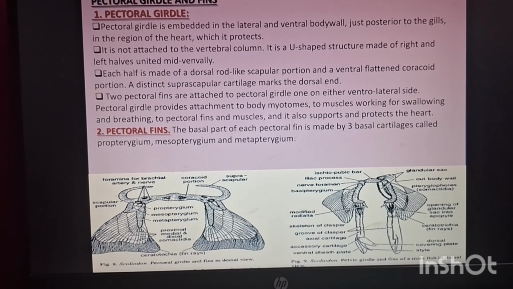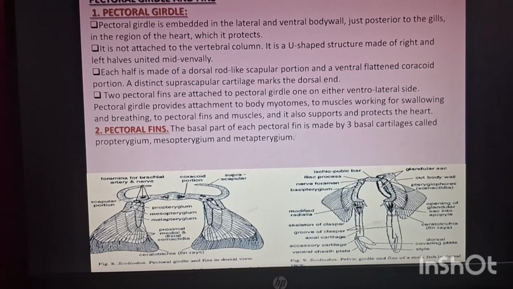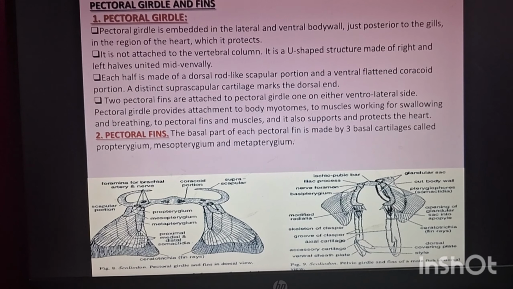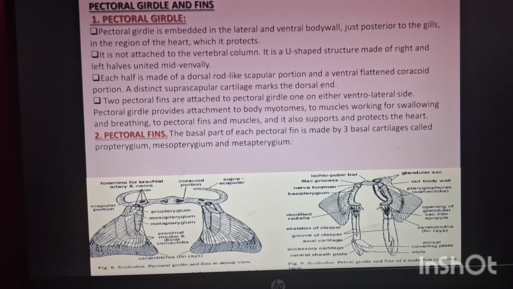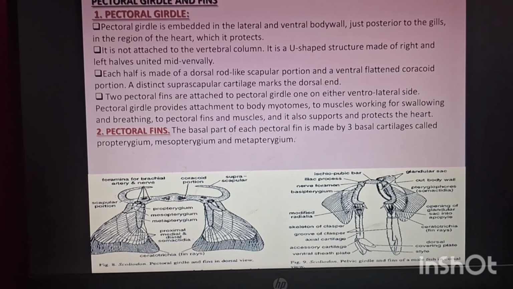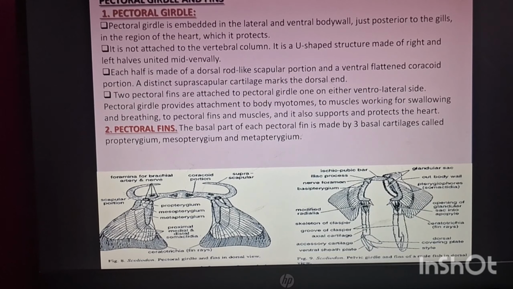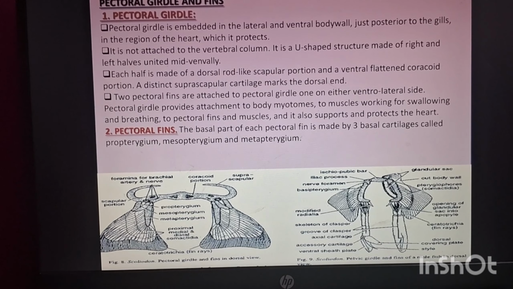A distinct suprascapular cartilage marks the dorsal end, and two pectoral fins are attached to the pectoral girdle, one on either ventrolateral side. The pectoral girdle provides attachment to the body myotomes, to muscles working in swallowing and breathing, and to pectoral fin muscles, and it also supports and protects the heart. Next is pectoral fins. The basal part of each pectoral fin is made by three basal cartilages called propterygium, mesopterygium and metapterygium.